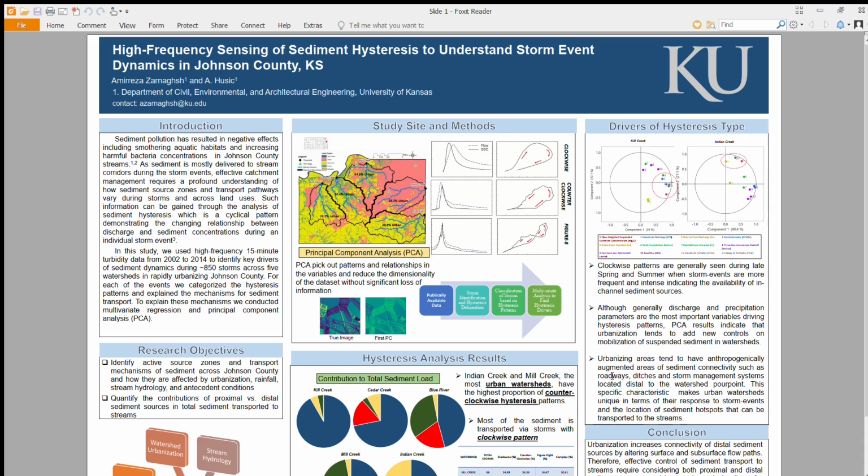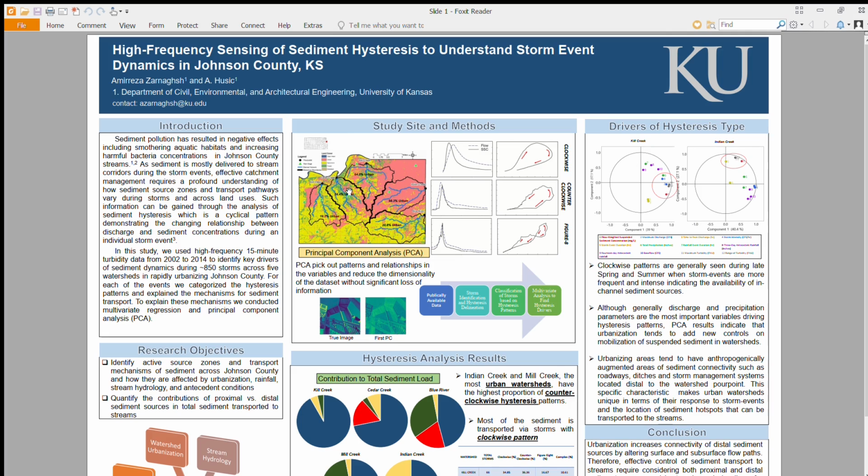First, we want to understand what the active source zones and transport mechanisms of sediment across Johnson County are, and how they are affected by urbanization, rainfall, and other parameters. And secondly, we want to quantify the contributions of proximal versus distal sediment sources in total sediment transported to streams.